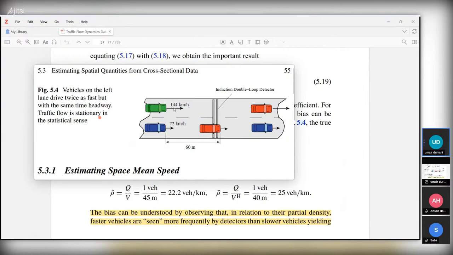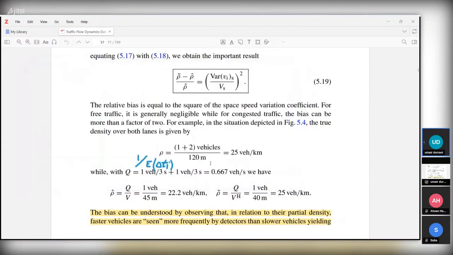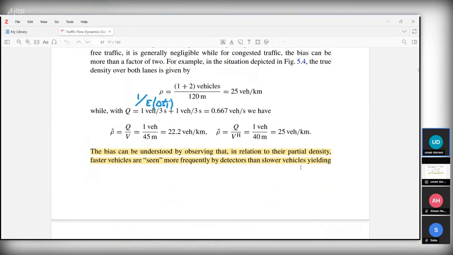Using the distance and speed, we can estimate time. So converting it to the units of meters and seconds, we get one vehicle per 3 seconds in the left lane and one vehicle per 3 seconds in the right lane. Because the time gap does not change, the space headway, sorry, the time headway does not change in the two lanes. And that comes out to be a total of 0.667 vehicles per second of traffic flow in both lanes.